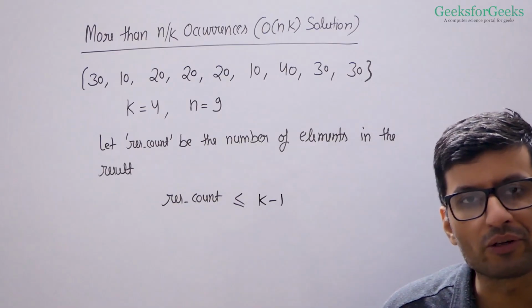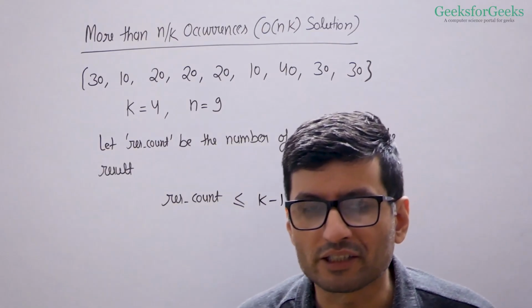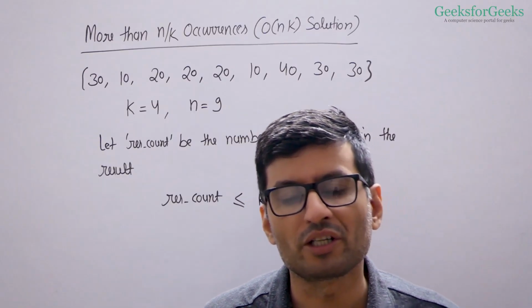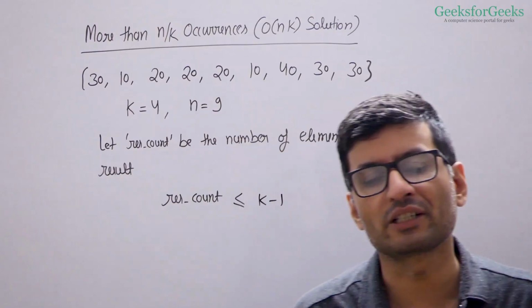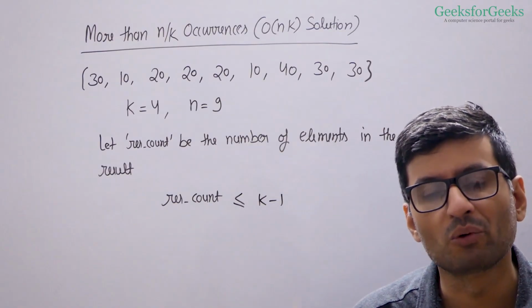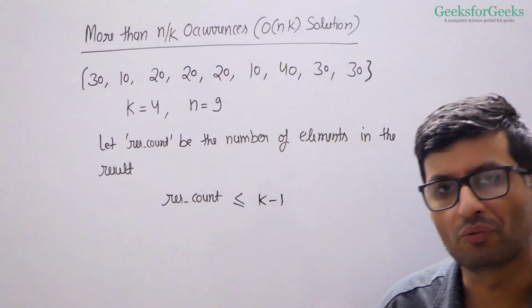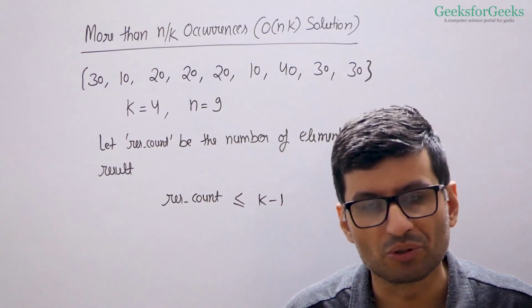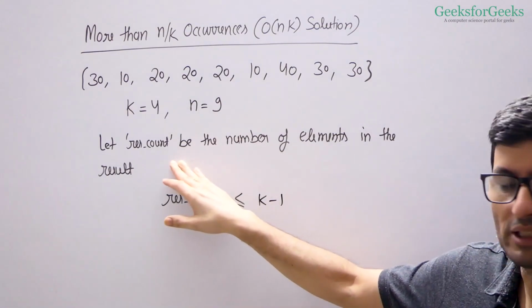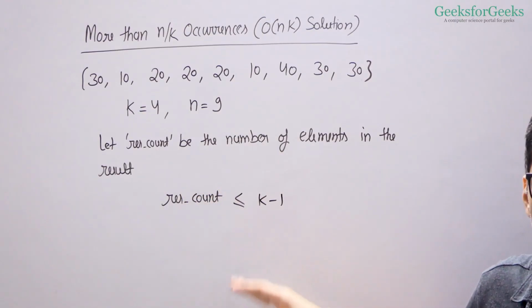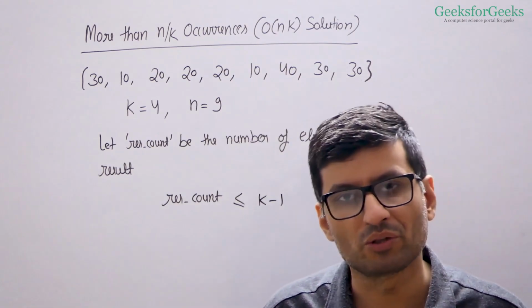The solution that we are going to discuss here is an extension of Moore's voting algorithm that we discussed in the majority element video. We are going to extend the same solution to make it more generalized for n by k occurrences. The one fact that we are going to use in this solution is that the number of elements in our result will not be more than k minus 1. Number of elements will be less than or equal to k minus 1.